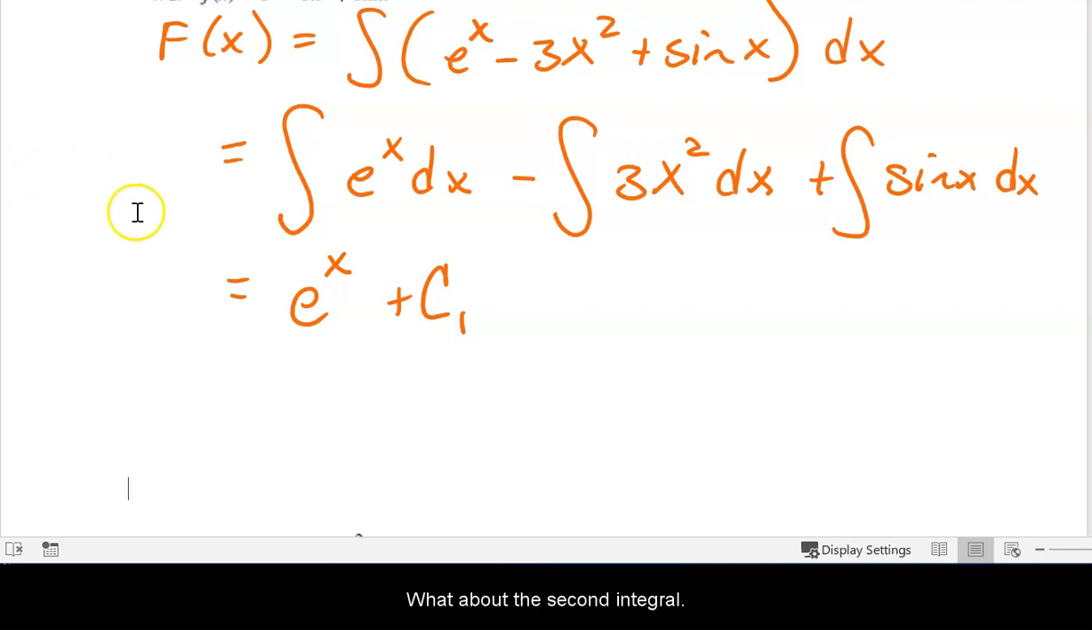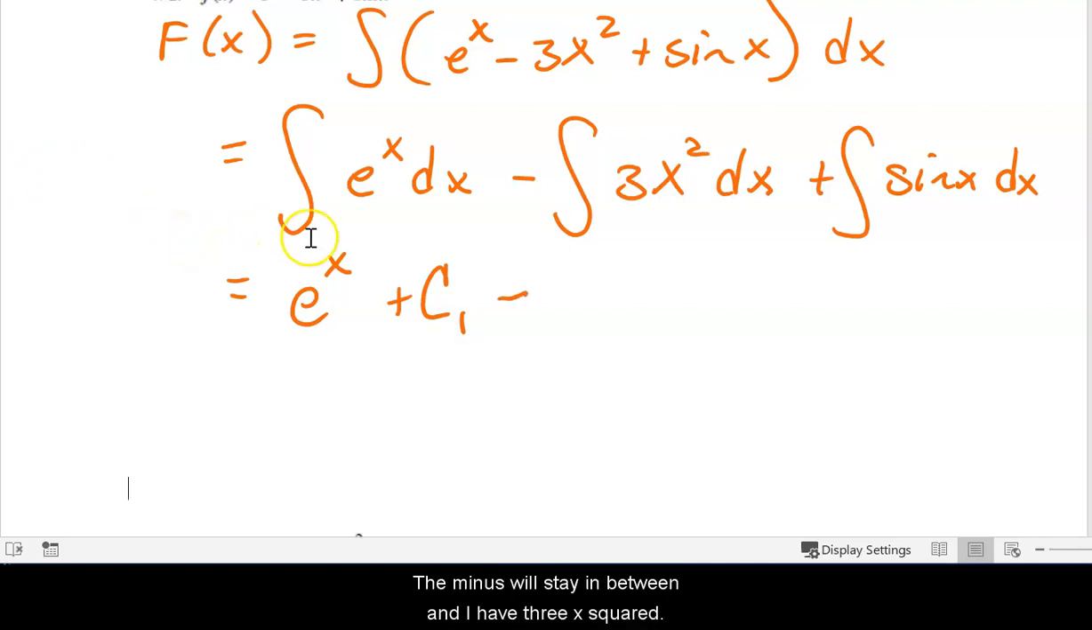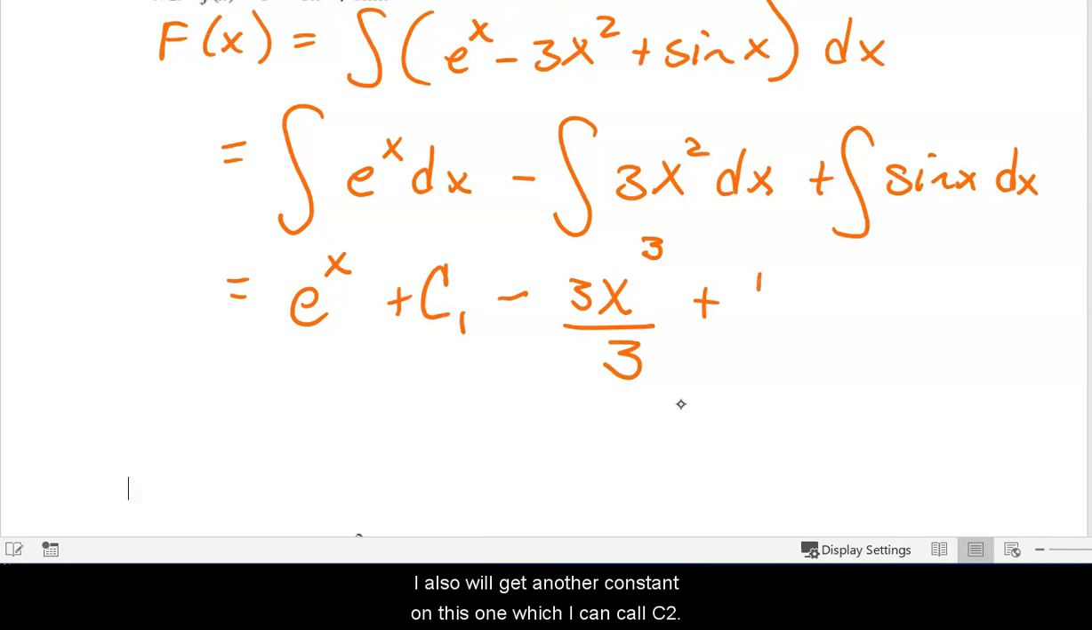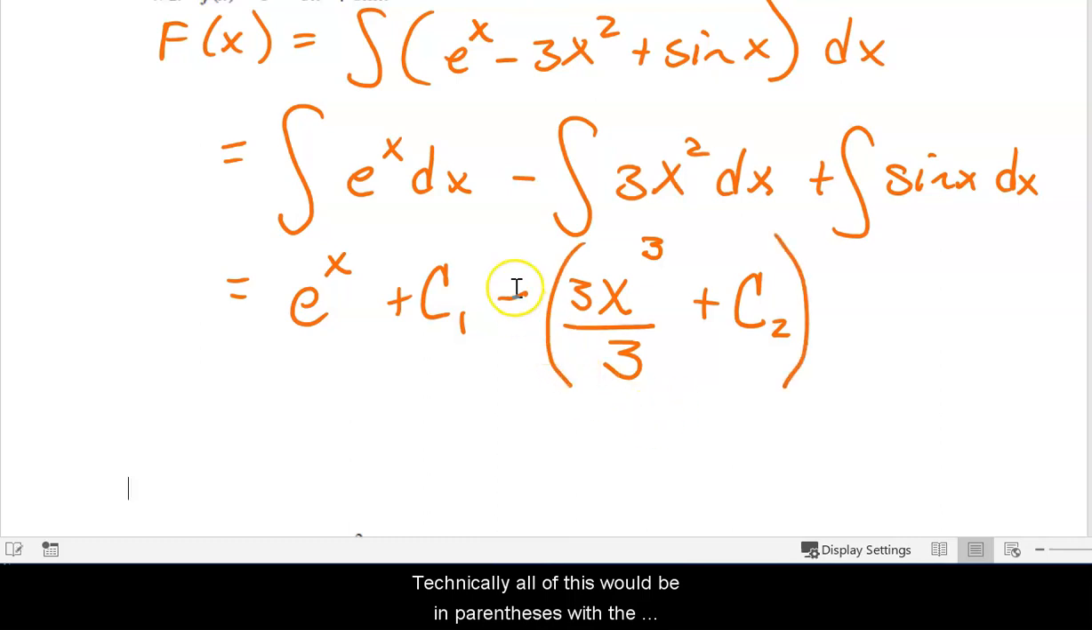What about the second integral? The minus will stay in between, and I have 3x squared. To apply the power rule for integrands, I need to add 1 to the power, so the 2 becomes 2 plus 1, or 3, and I need to divide by the new power, which is 3. I also will get another constant on this one, which I can call C2. Technically, all of this would be in parentheses with the minus on the outside. You'll notice in a second it's not going to make a lot of difference.